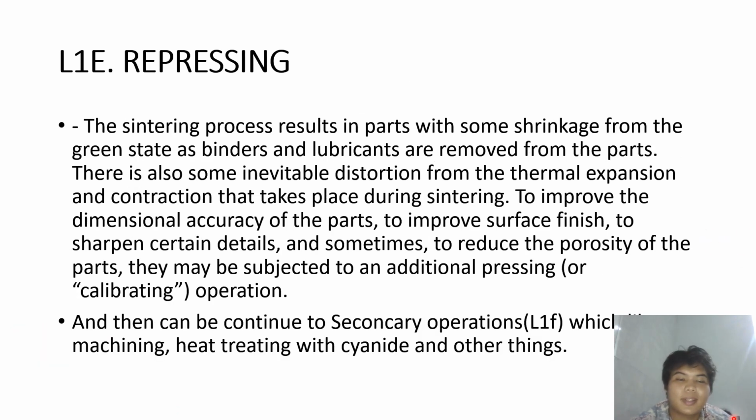Repressing. The sintering process results in parts with some shrinkage from the green state as binders and lubricants are removed from the parts. There is also some inevitable distortion from the thermal expansion and contraction that takes place during the sintering. To improve the dimensional accuracy of the parts, to improve surface finish, to sharpen certain details, and sometimes to reduce the porosity of the parts, they may be subjected to an additional pressing or calibrating operation.